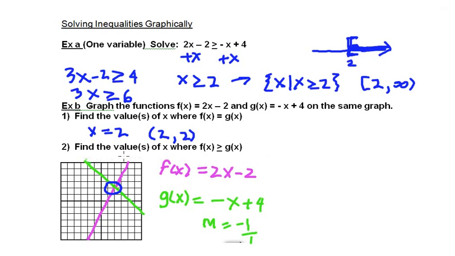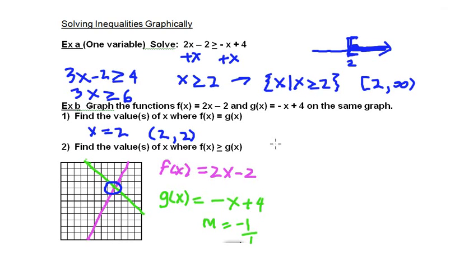Next, we're asked to find the value or values of x where f of x is greater than or equal to g of x. So now we're not only concerned with the point of equality, but we actually want to see also where f of x is greater than g of x. If we think of f of x as being the purple or the pink line, and greater than means having a higher y value than g of x, which is the green line, we can see that the pink line lies above the green line in this region here. And that begins at 2 but extends for those values that are greater than 2.